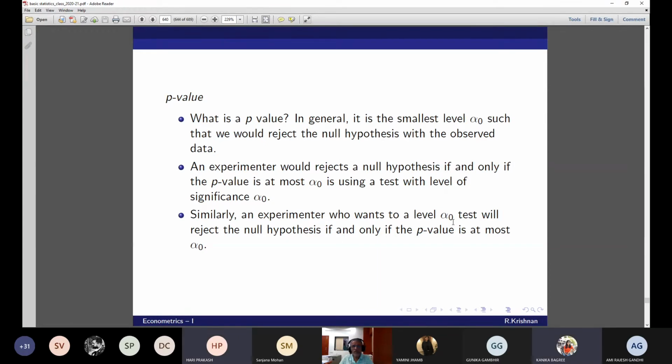Level of significance. Significance level. Okay. Alpha 0 is a significance level. Am I right? Yes, sir. Okay. So what is P? This is the smallest significance level such that we would reject the null hypothesis for the observed data. Okay. Now next question. In normal experiments, we fix the significance level to be 1% or 5%. Understood?